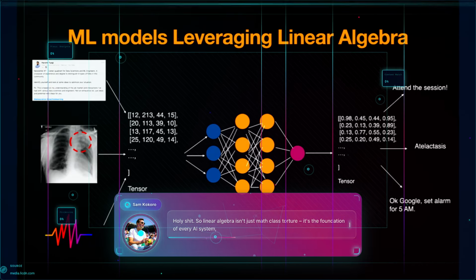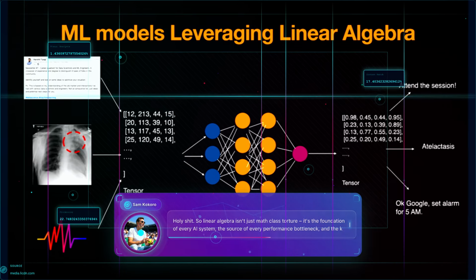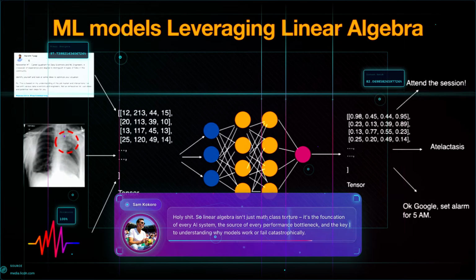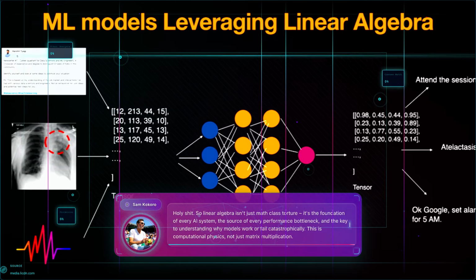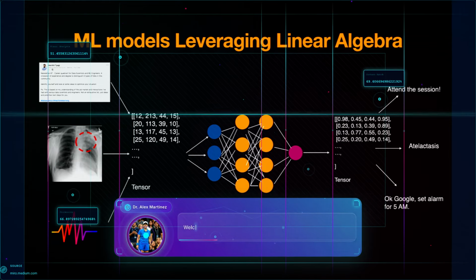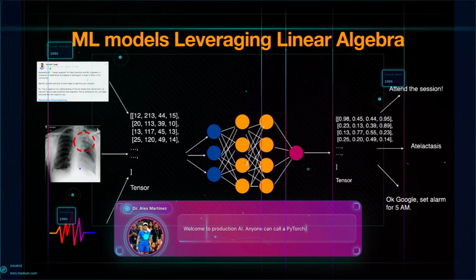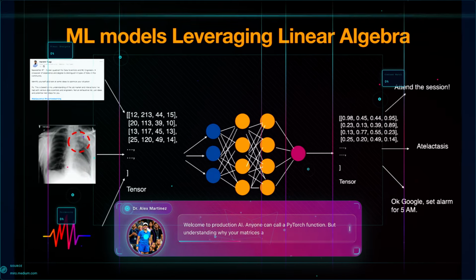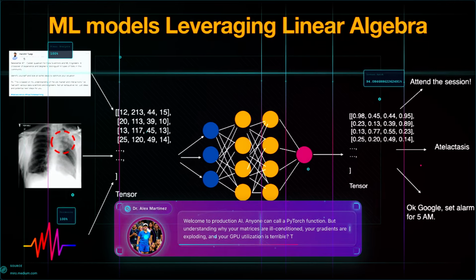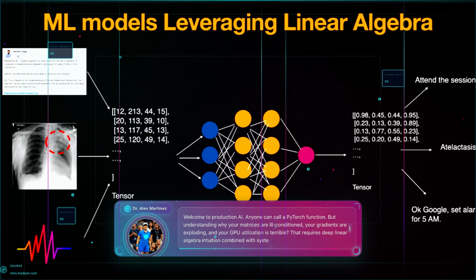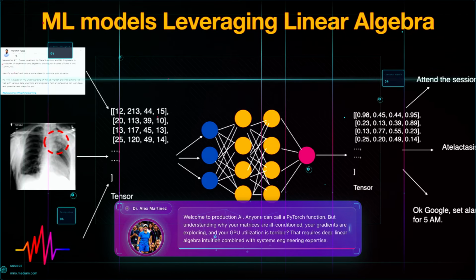Holy shit, so linear algebra isn't just math class torture. It's the foundation of every AI system, the source of every performance bottleneck, and the key to understanding why models work or fail catastrophically. This is computational physics, not just matrix multiplication. Welcome to production AI. Anyone can call a PyTorch function. But understanding why your matrices are ill-conditioned, your gradients are exploding, and your GPU utilization is terrible. That requires deep linear algebra intuition combined with systems engineering expertise.